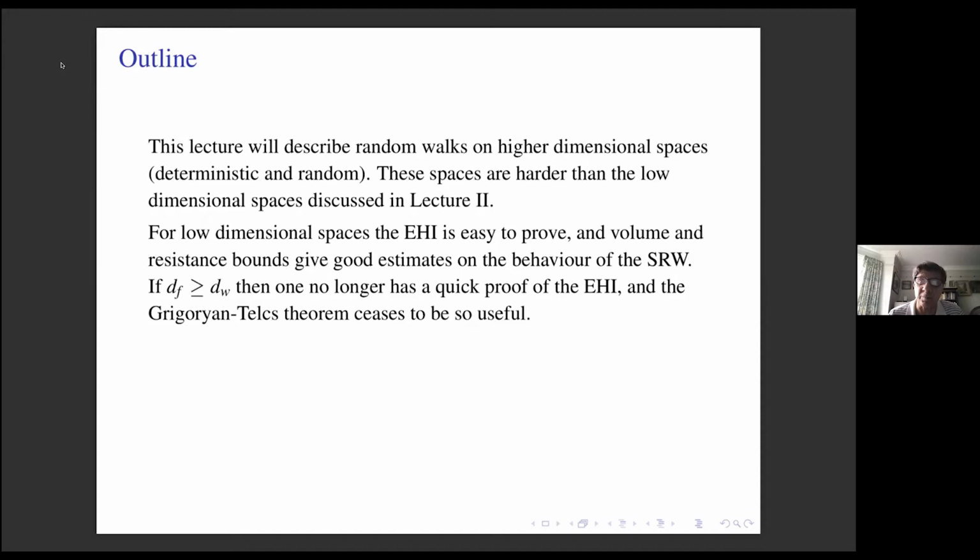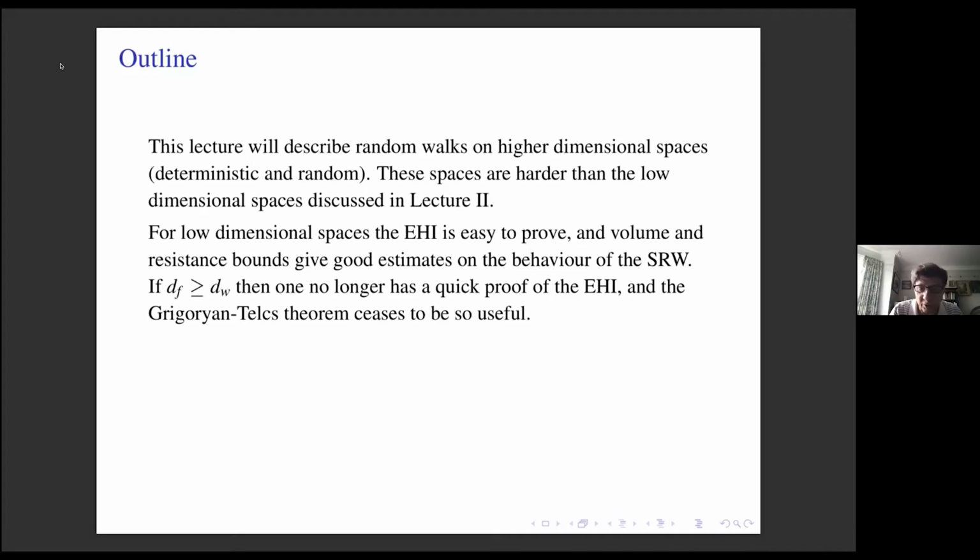We saw in the previous lecture that, in the strongly recurrent case, if you have a point-to-point resistance estimate plus good control on sizes of balls, then you get the elliptic Harnack inequality. In the higher dimensional case, there's no simple proof of it. The Grigor'yan-Telcs theorem, which was very useful in lecture two, has three ingredients: a resistance bound, a volume bound, and the elliptic Harnack inequality. The resistance and volume bounds may be reasonably accessible, but the elliptic Harnack inequality may be very hard to prove because it requires a lot of control of harmonic functions.